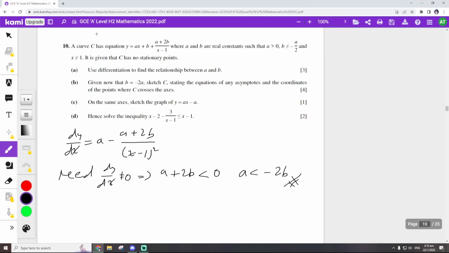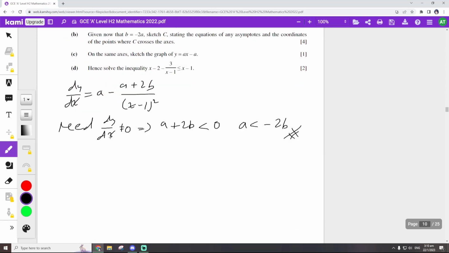And what are the intercepts? Well, we know that there's an asymptote at x equals 1. But another key feature would be the y-intercept. The y-intercept is when x is 0, so you get b minus a minus 2b. So you get minus a minus b, but b is negative 2a, so you just get a as the y-intercept.